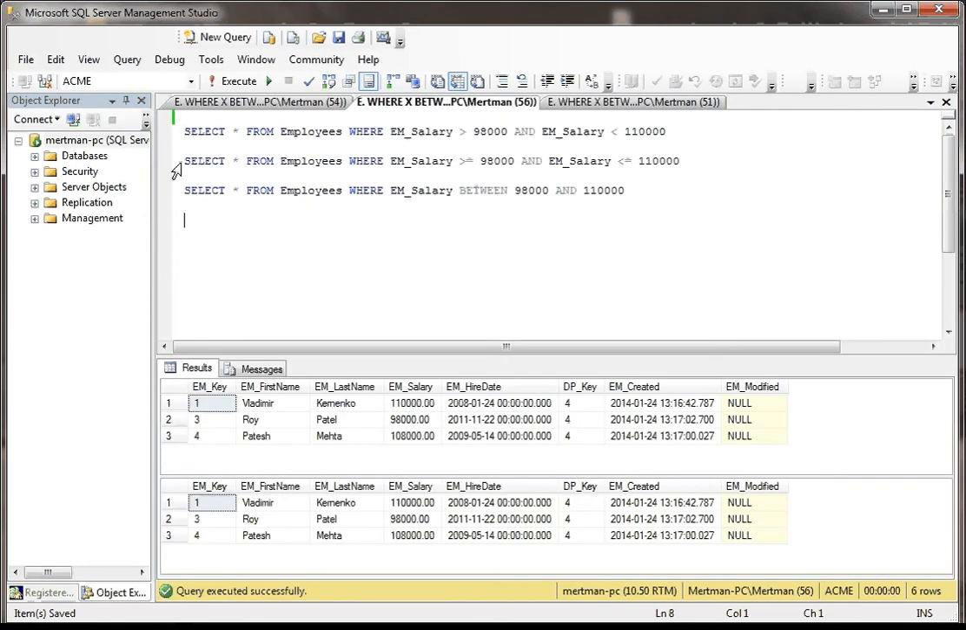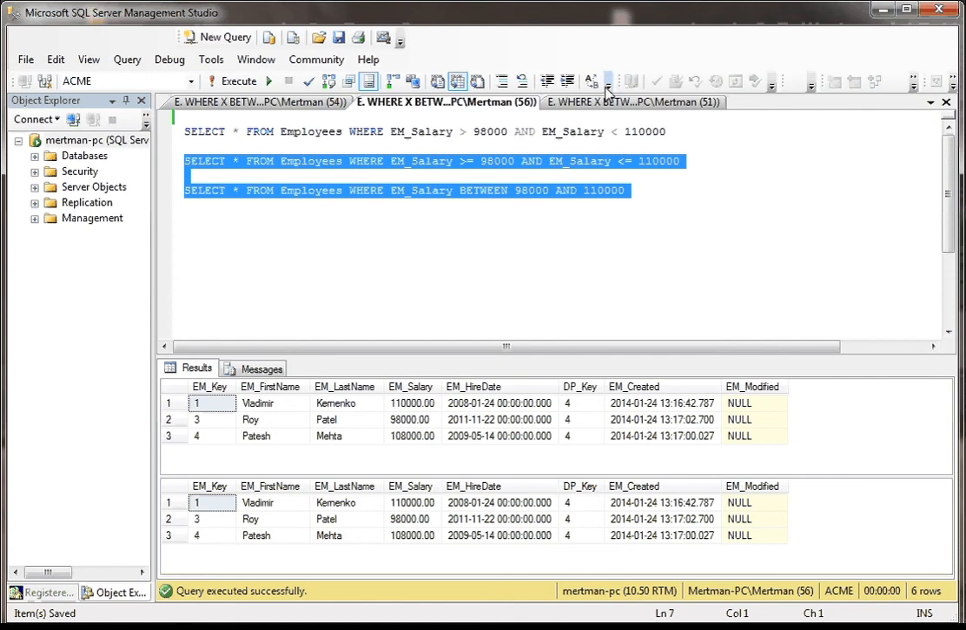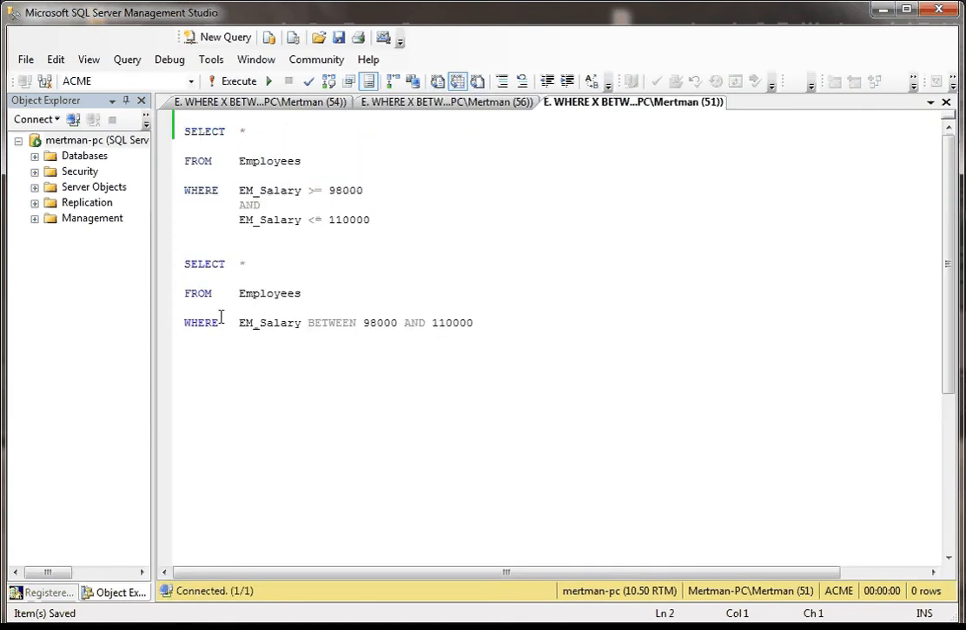These two lines are the same as these two lines. I just indented to make it a little easier to see. Select star from employees. These two lines are exactly the same as these two lines. However, this one, instead of saying where EM salary greater than or equal to 98 and EM salary less than or equal to 110, you just beautifully say where EM salary between 98 and 110.